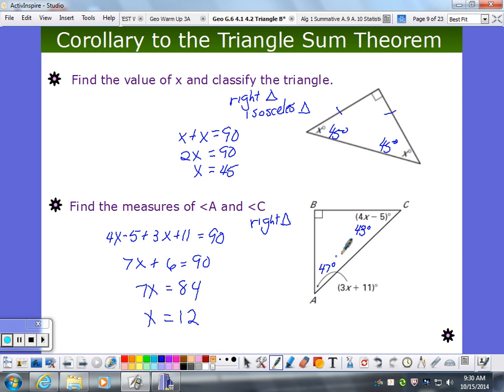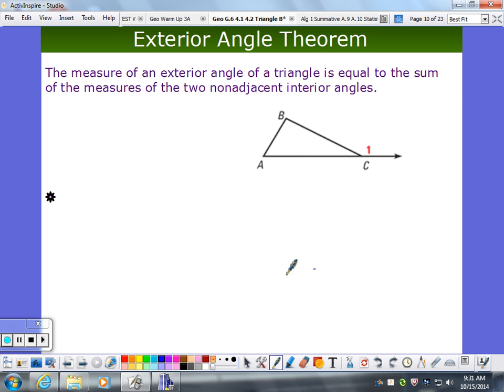Okay. So it's a right triangle. Do we know anything about sides? What do you think? Yeah, I think it's going to be scalene for the same reason that you said, because none of these angles are congruent. And we're going to talk more about angles next class, about angles affecting our sides.